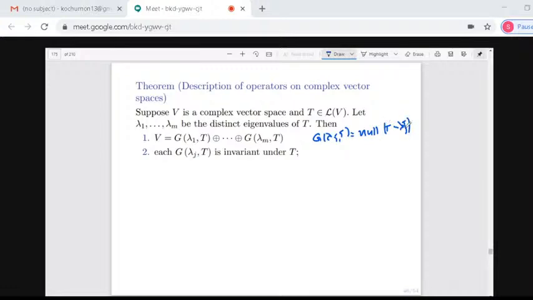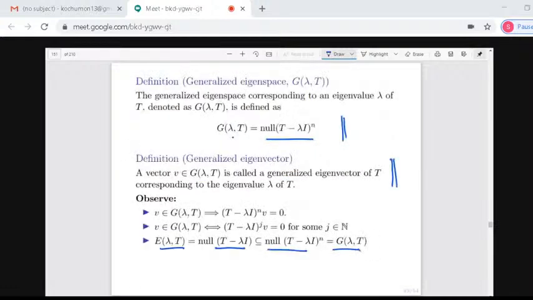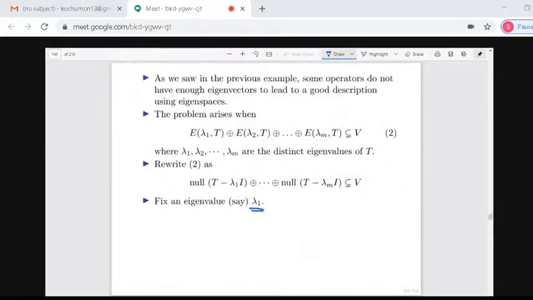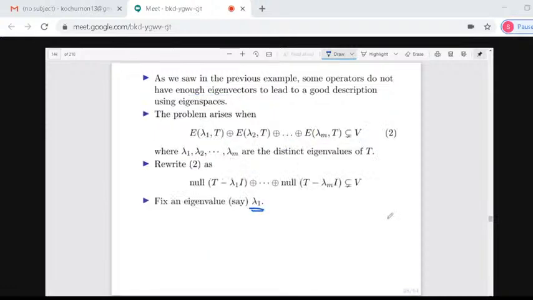Always this identity will be there when I write T minus lambda, to the power n, even though I forget it. As I said, because of the previous lemma, this is an invariant subspace for T. So the first thing is that V is written as a direct sum of invariant subspaces. I had shown you earlier what is important about invariant subspaces: if you have enough invariant subspaces, you get a nice description for the operator. This is what we are looking for, and that is what this theorem gives us.